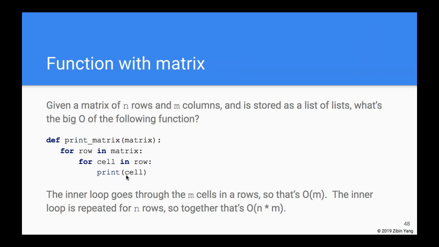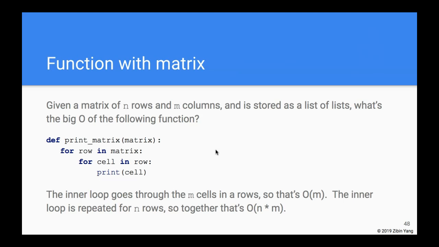Okay, so the answer is, I hope you've seen this, that if you look at the inner loop first, the inner loop goes through everything in the row, and the size of the row is the number of columns. So basically that's m. So the inner loop is O of m. Now the inner loop is repeated for all the rows, and there are n rows. So we'll do the inner loop O of m, n times. Together, the big O for this function would then be O of n times m.